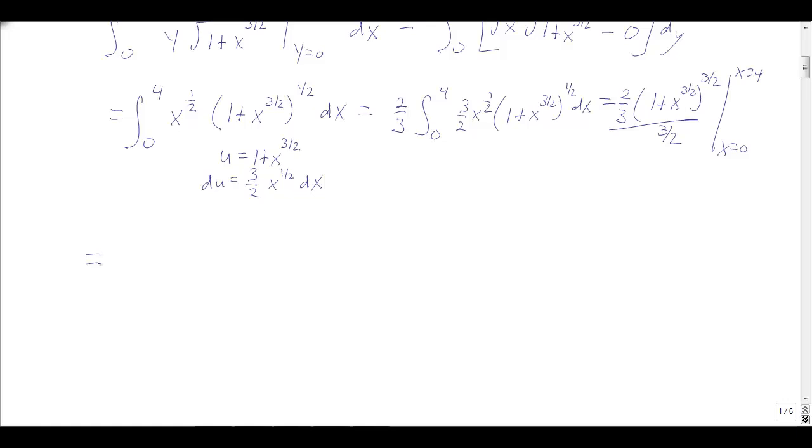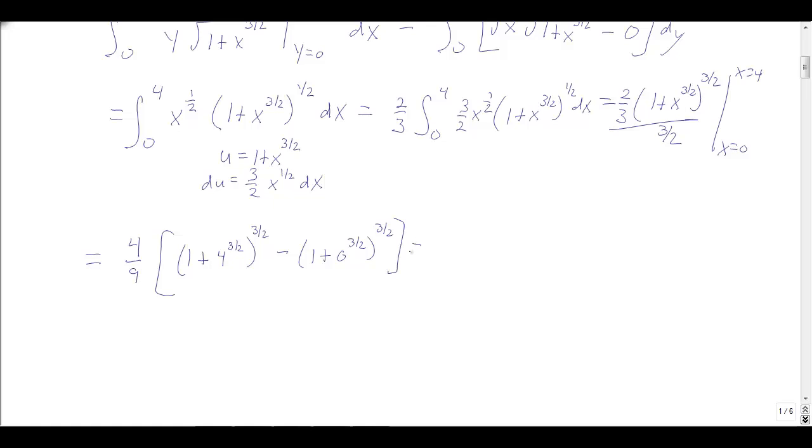So what I get here is 2/3. Let's see, this 3 halves is going to come to the top as a 2/3. 2 times 2 is 4, 3 times 3 is 9. And then I have to evaluate 1 plus x to the 3 halves to the 3 halves at x equals 4, and then the same thing at x equals 0. So when I plug in x equals 4, I get 1 plus 4 to the 3 halves, minus 1 plus 0 to the 3 halves to the 3 halves.